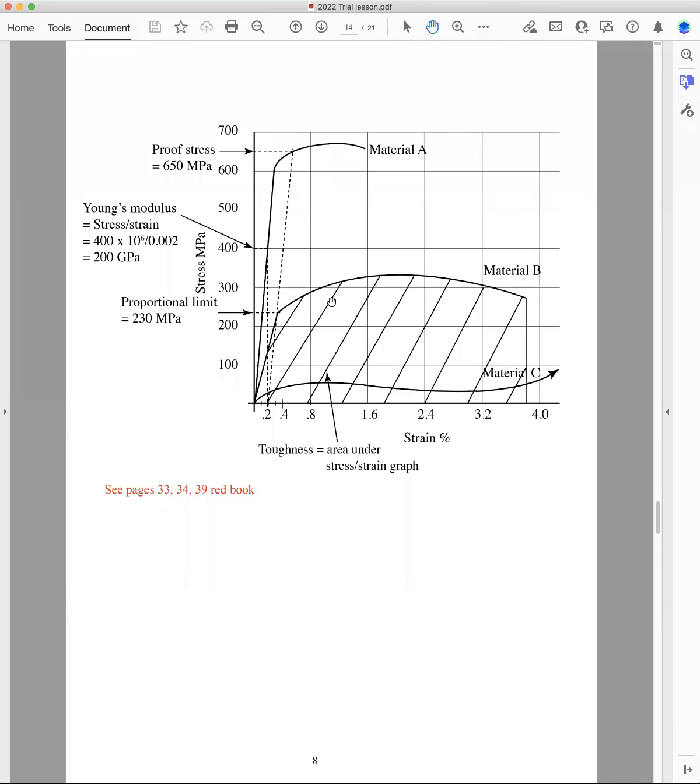Which material would be a medium carbon steel, which can be heat treated? This material can't be heat treated because it hasn't got enough carbon, around 0.1%. So this is the material that is medium carbon, because it is stronger, it can be heat treated, and it's got a significantly more vertical straight line. Actually, this steel here would have a Young's modulus pretty close to 200, but I had to differentiate that there. Okay, this is all on pages 33, 34, and 39 of the Red Book.